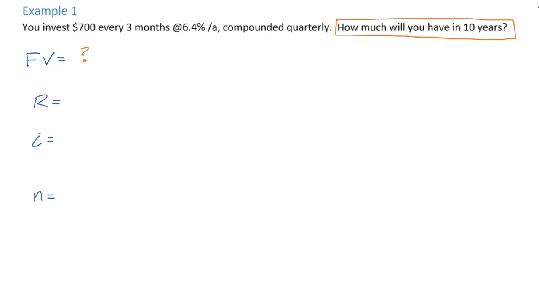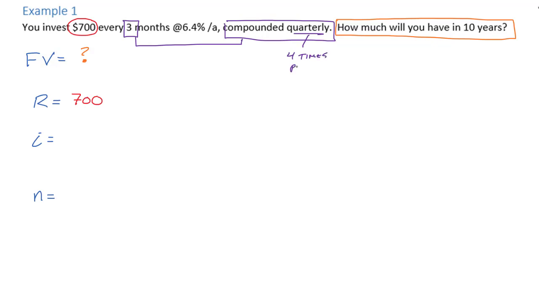Now, what do we know for sure? We know we're going to invest $700. That's our regular payment, so R is going to be 700. Every 3 months, compounded quarterly. These should always match, because remember we said our annuity is simple and ordinary. The simple part means these will always match up. Compounded quarterly means 4 times per year. If I'm paying every 3 months, that's 3 plus 3 plus 3 plus 3, which is 12 months, so 4 times per year. If I'm paying every 3 months, that means quarterly.